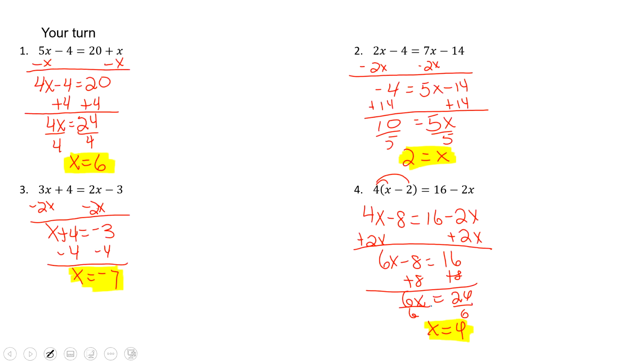Third one, this time again, move the 2x. So I subtract 2x from both sides. Leaves me with positive x plus 4 equals -3. Subtract 4 from both sides. We end up with x equals -7.